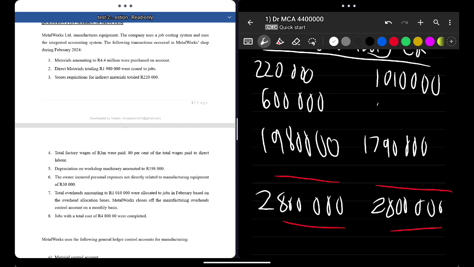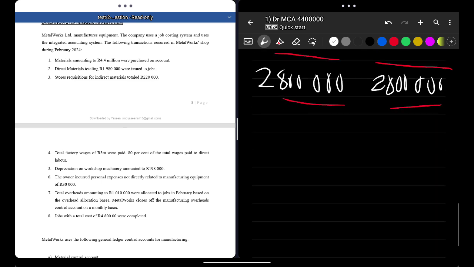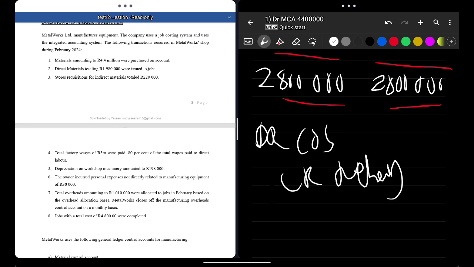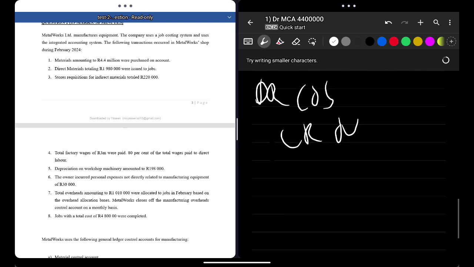Because I said you balance it off, when you write this 1,790,000 in this account, you'll say credit overheads, debit your cost of sales. So debit cost of sales or credit your overheads, right? With that same amount. That's how you record the under recovery, right?